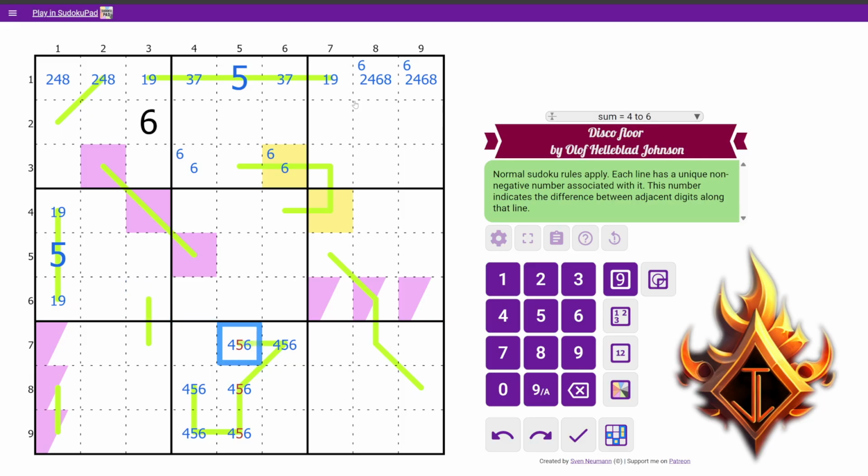So now, this one, it could still be... No, this cannot be a difference of 8. It cannot be a difference of 7. It can be a difference of 6 or 5.